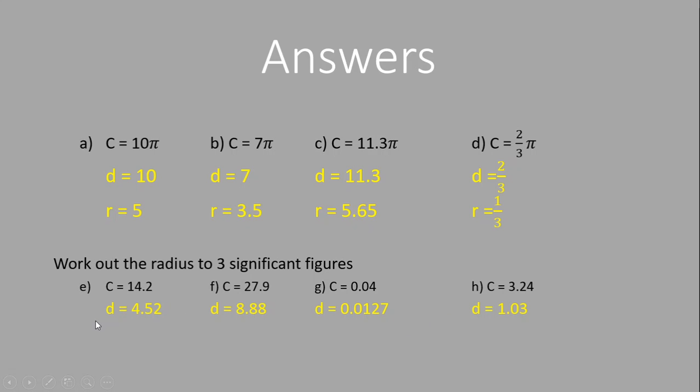So those are my diameters to 3 significant figures, and there are my radiuses, again to 3 significant figures. Notice this one here, 0, 0, 0. Those are not significant. The 6 is, the 3 is, and the 7 is. And here, the 0 is not significant, but the 5, the 1, and the 6 are.